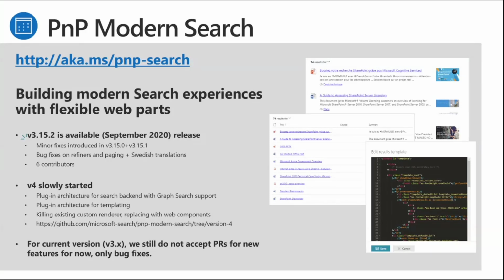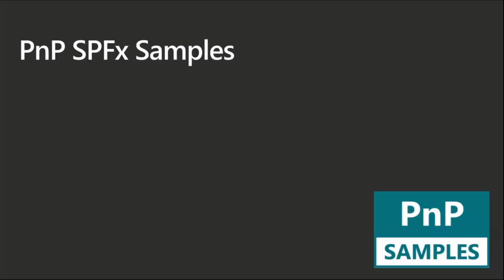And then you can see the link there for V4 if you're interested in checking out the work going on or want to perhaps work on that and contribute. PnP Modern Search version 4. You can find that on GitHub under the branches menu for Microsoft-Search. And the current version of 3.x, still not looking for PRs for new features, only doing bug fixes for version 3. So Modern Search, another excellent tool in your tool belt. Please do check that out.